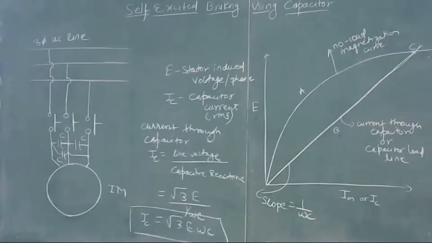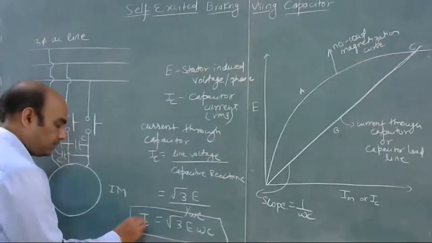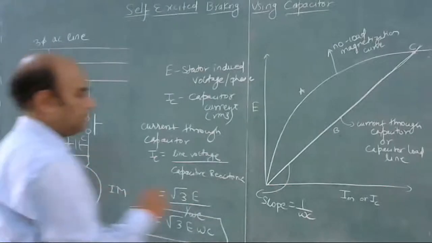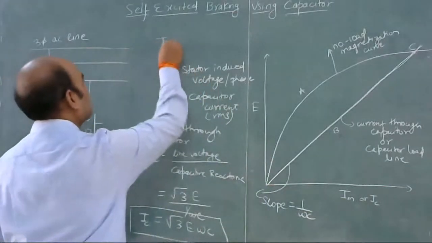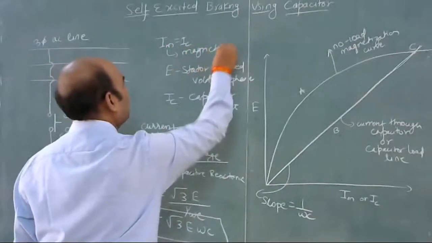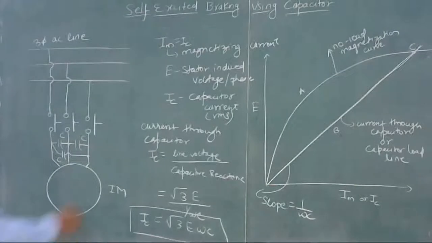So this current will flow through the motor. It is a leading current. Capacitor current is a leading current, and the current taken by this motor will be lagging. So the magnetizing current Im is equal to Ic, where Im is the magnetizing current. So the capacitor current will be equal to the magnetizing current of the induction motor.